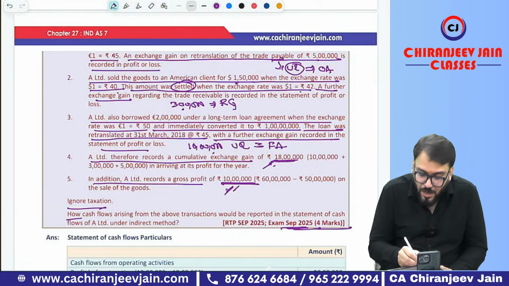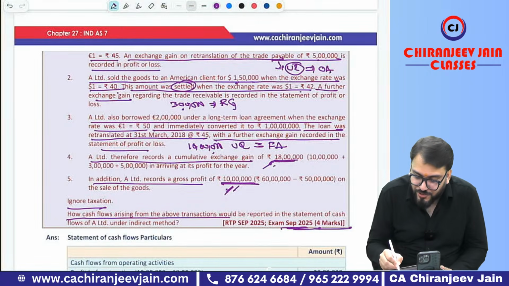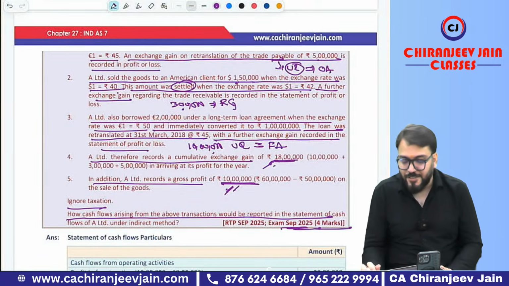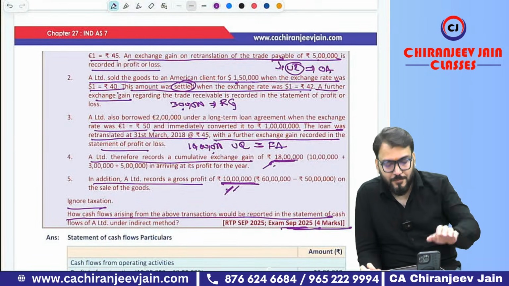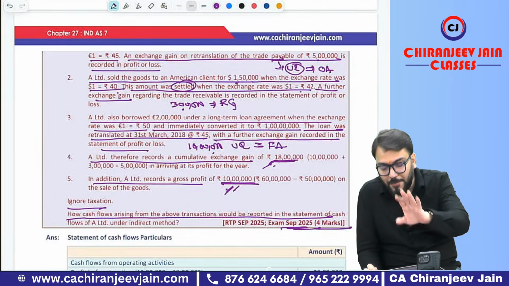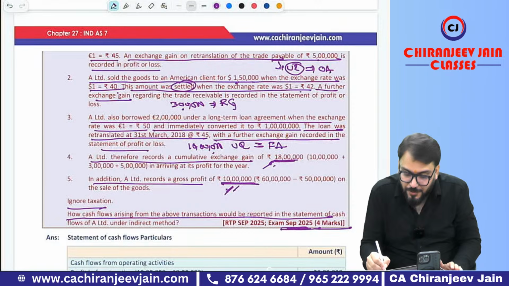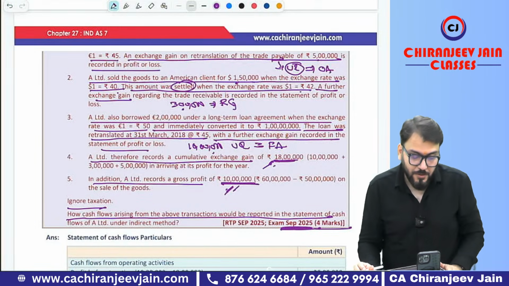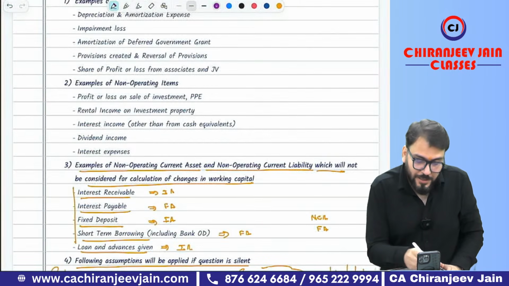Ignore taxation. How would cash flow arising from the above transactions be reported in the statement of cash flow? Good question. I like this question personally. I used to say it will come, and in exam it was asked in September 2025. Correct? Okay. Now let me explain.